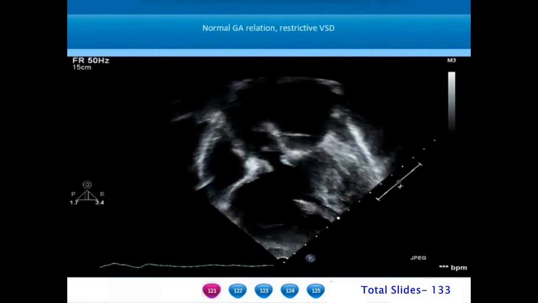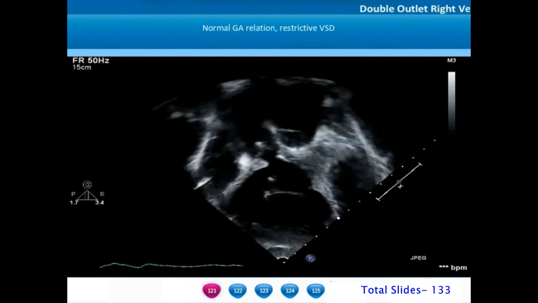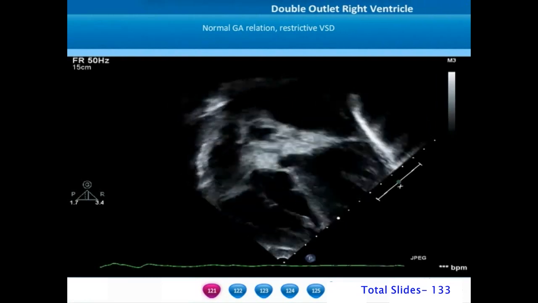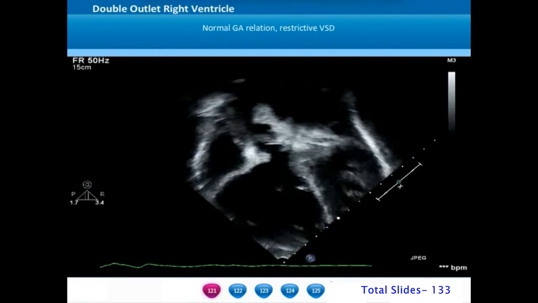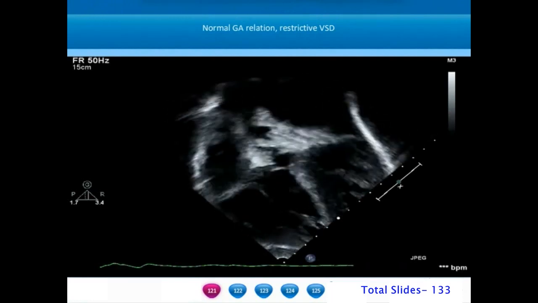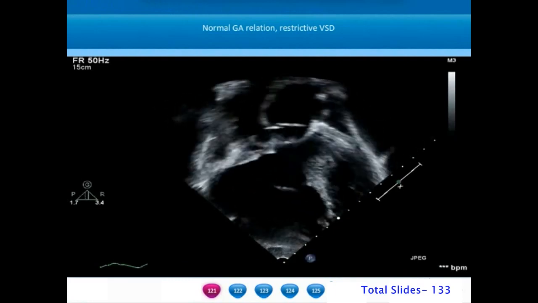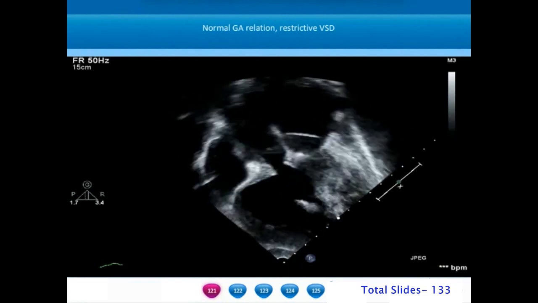On a subxiphoid coronal sweep, we can notice the right ventricle, the subaortic area and the subpulmonary area. The relationship of the great arteries is normal. The aorta is right and posterior, the pulmonary artery is left and anterior, and there is a thick conal muscular structure located in the subaortic area.